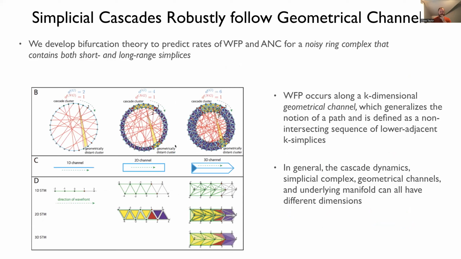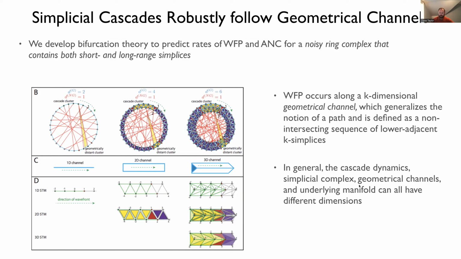So generalizing this idea of wavefront propagation, when you have a simplicial complex, the cascade can follow what we call a geometrical channel. A geometrical channel generalizes the notion of a path. So instead of an edge connected to an edge connected to an edge, we have a two simplex sharing an edge with a two simplex, sharing an edge with a two simplex, or we have a three simplex sharing a two simplex with another three simplex, and so forth. So it's a sequence of, I define it here, a non-intersecting sequence of lower adjacent k simplices.